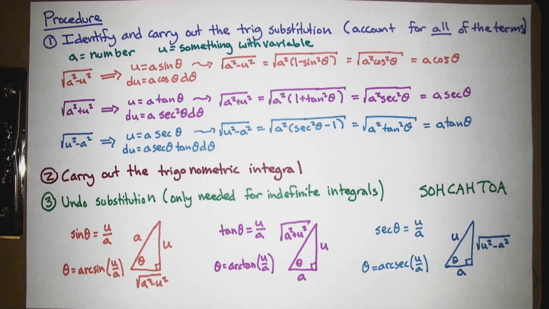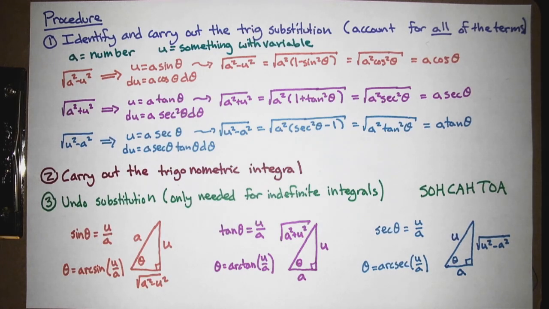Well, first thing is to identify and carry out the substitution. Now, the usual way we figure out there's probably a trig substitution involved is we see a square root with a plus sign in it. So when we see a square root with a plus sign, we're thinking, could this be approached with trig substitution? And we say, well, let's think about it.